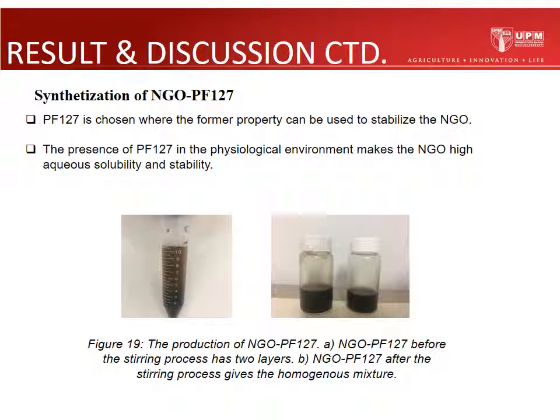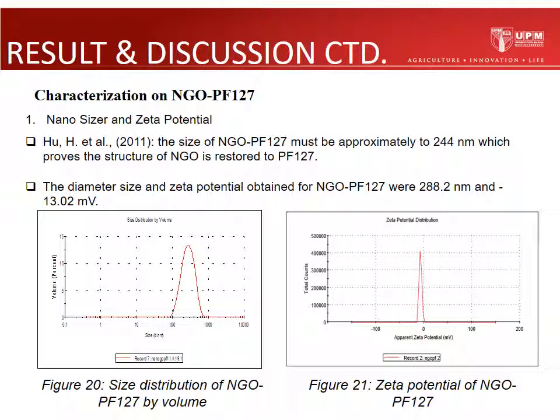Okay, so move to synthesization of NGO PF127. As you can see in figure 19, NGO PF127 is produced in dark brown color. Okay, now move to characterization on NGO PF127. For the nanosizer, the result is about 288.2 nanometer and the zeta potential is about negative 13.02 millivolt. So these results are approximately the same as the journal, which is good.